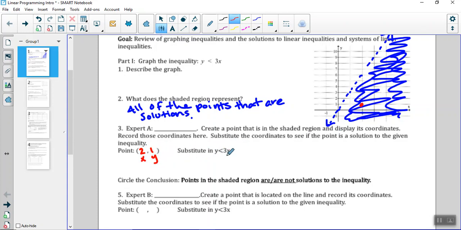So I'm going to substitute into y is less than 3x. So for the y, I'm going to put 1 is less than 3 times x, which is 2. I get 1 is less than 6. And this is true. 1 is less than 6. So that means that the point 2, 1 is a solution for my inequality because it makes my inequality true. So when it says you want to see if the point is a solution, we can say yes, 2, 1 is a solution.